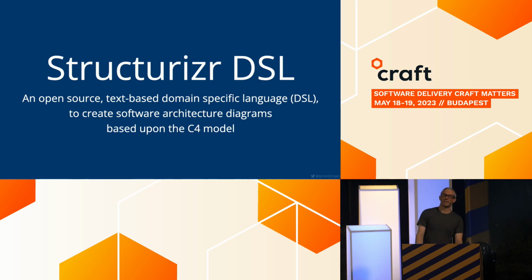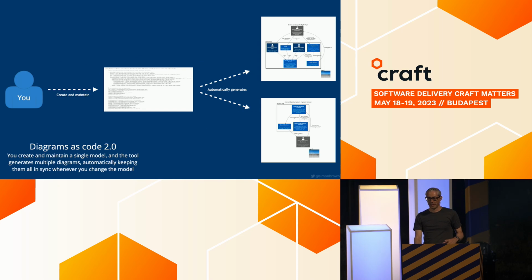So during the pandemic, I could not do any traveling. I was stuck on my little island of Jersey, and I built a whole bunch of open source tooling. And the primary tooling we're going to show you today is called the Structurizr DSL. So this is open source, it's text-based, and it's really specifically built to support creating diagrams based upon the C4 model. And I'm calling this Diagrams as Code 2 to differentiate it.